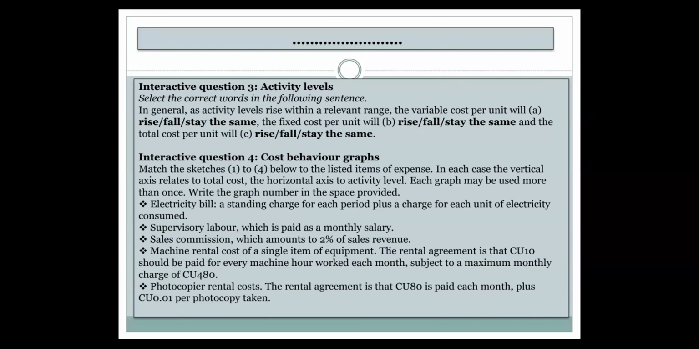Since the activity level is rising, the fixed cost per unit will fall. Okay, agreed everyone? Yes, sir. Fall. And now come to the final question. And total cost per unit will what? Sir, total cost will increase. Total cost will stay the same, sir. Fall. Total cost per unit, what will it be? Stay the same.